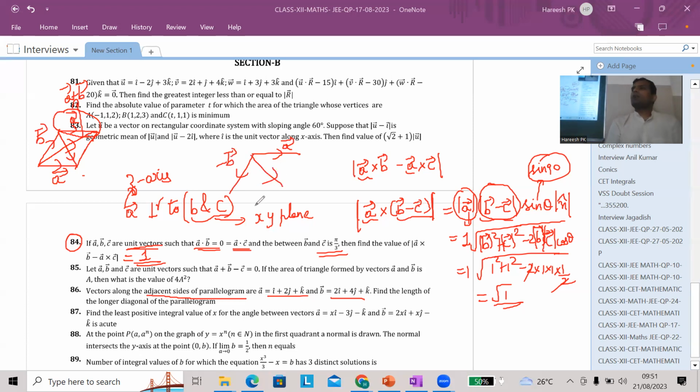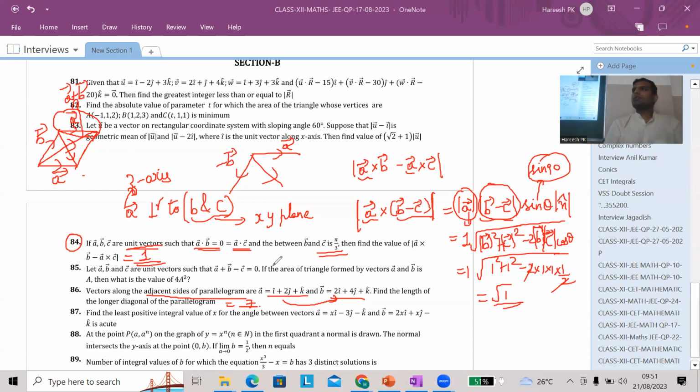So now how do you know which is the longer diagonal? You should find A plus B and A minus B and the magnitude of both, whichever is bigger. Obviously, here I think A plus B only is going to be big. Why? Because in A plus B, everything gets added. So 3i cap, 6j cap, 1k cap. So root 49 you will get, which is 7. 86 is an easy question.